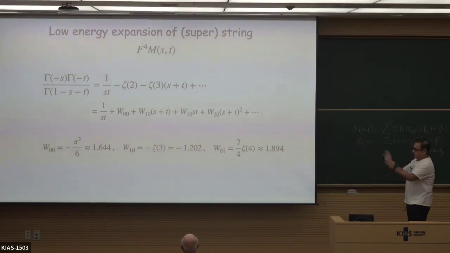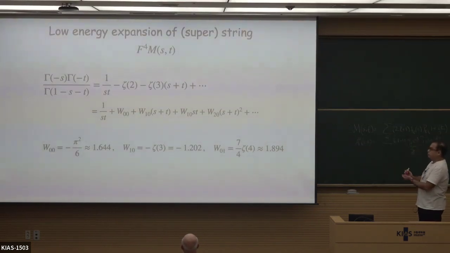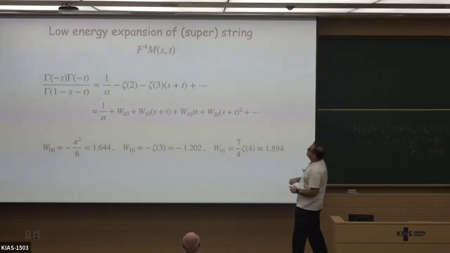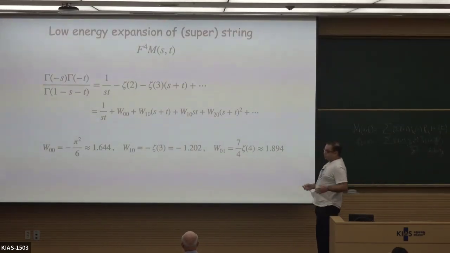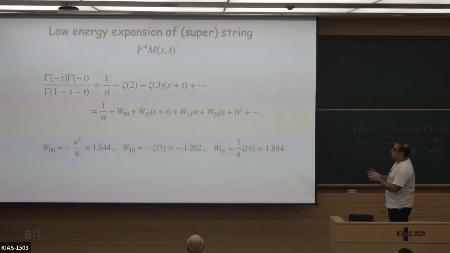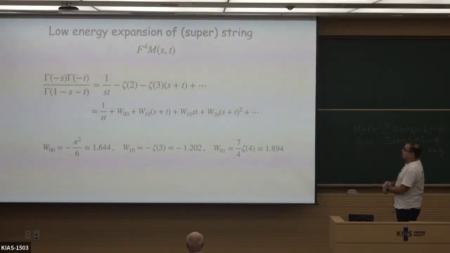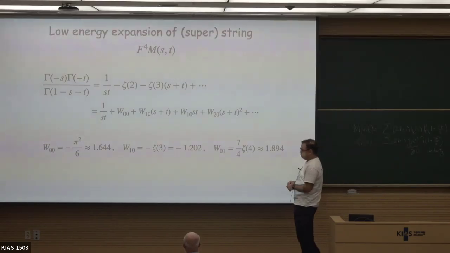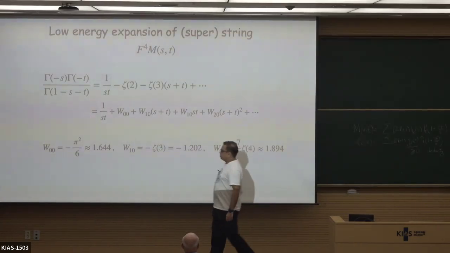Okay, so some data that you need to know so that you have a point of comparison. If you take the low energy expansion of superstring, so you're scattering gluons, the F to the 4 actually tells you about the helicity structure that the gluons have, and then it is multiplied by this amplitude M of s,t, which is symmetric under s,t interchange. Now this should look familiar to you.